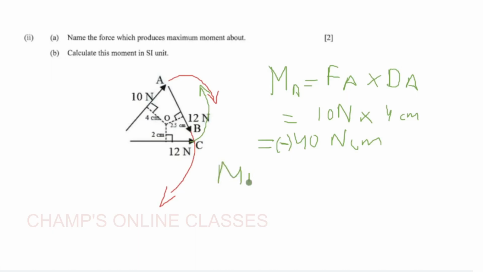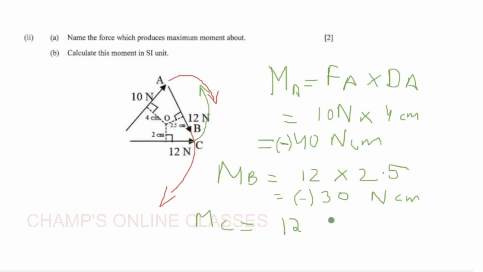What is MB? It is 12 into 2.5. That is 30 Newton centimeter. Again, this is negative because it is in clockwise direction. Next is your moment of C. That is, force is 12 and distance is 2. So the moment is 24 Newton centimeter. Now it is in anti-clockwise direction, so it will be plus.